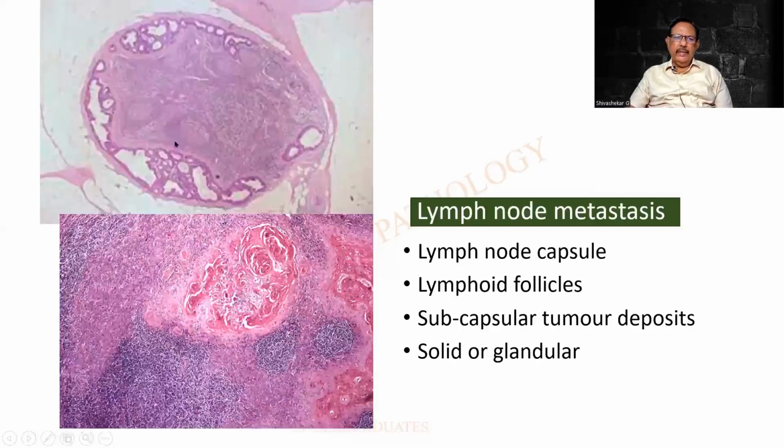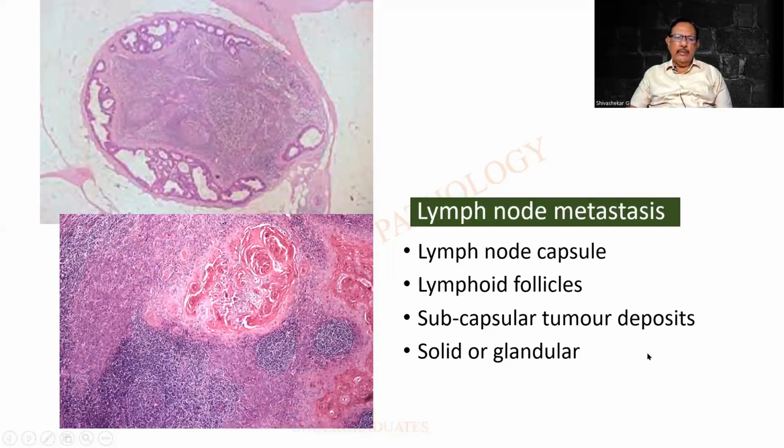And look at this again. Here I can make out the lymphoid follicles quite easily. There is a capsule, and in the subcapsular spaces, there are irregular tumor glands. So this can be an adenocarcinoma which is metastasizing, or you can have whorls of keratin and polygonal cells, which can be a squamous cell metastasis. Anything can be kept. So: lymph node with capsule, lymphoid follicles, subcapsular deposits, solid or glandular.